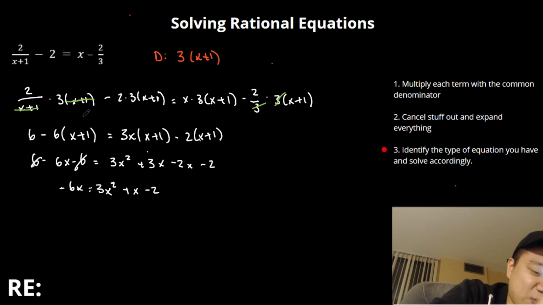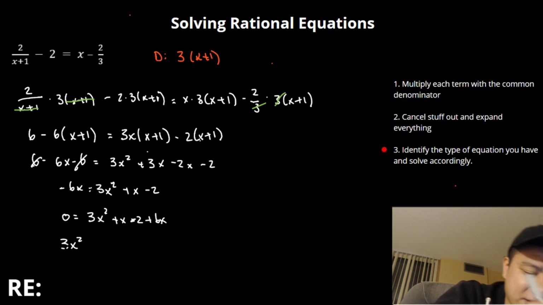So we can do 0 equals 2 times 3x squared plus x minus 2, plus 6x. We're going to move that guy. So you have 3x squared plus 7x plus 2 minus 2.